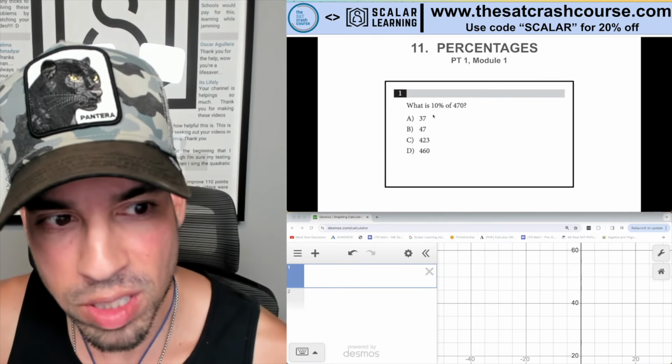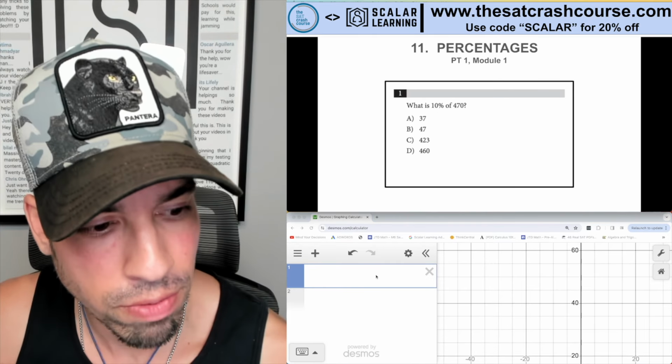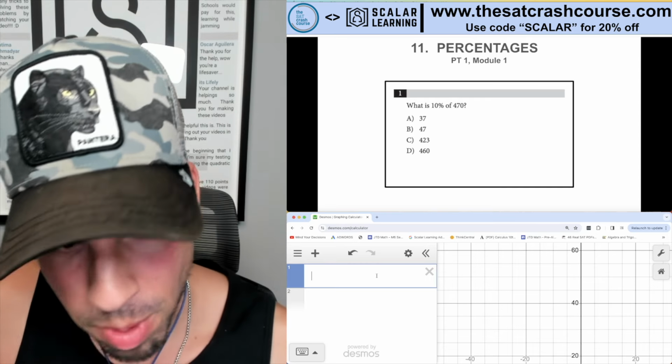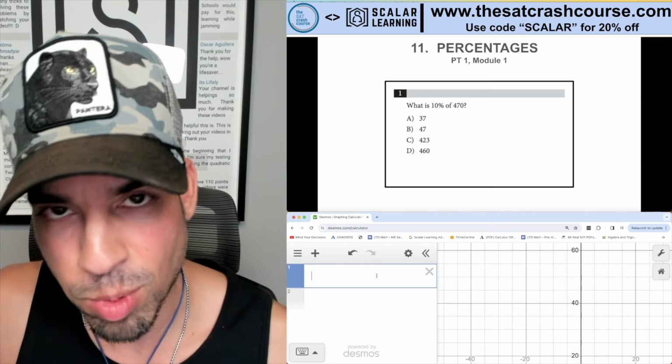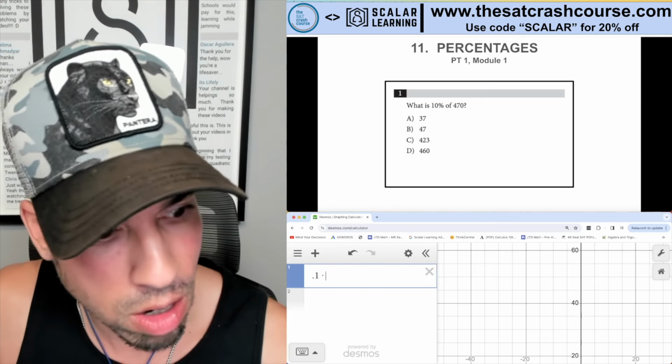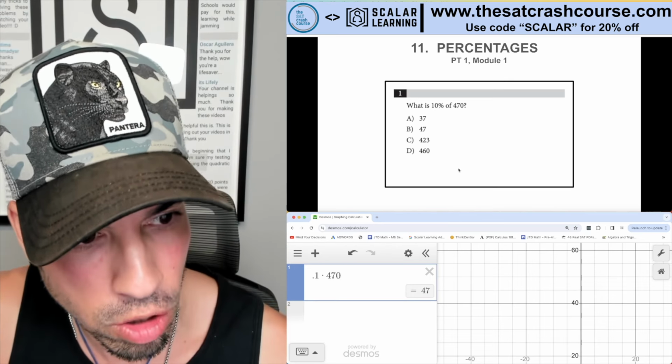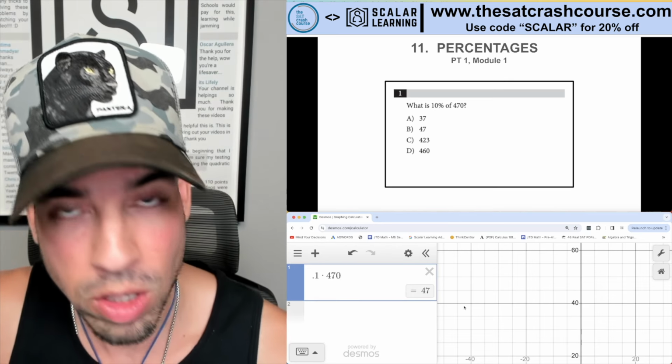Now we're getting into percentages. What is 10% of 470? This is just a straight up calculator problem. Just remembering to convert 10% to its decimal equivalent of 0.1, and that word "of" essentially signifies multiplication. So 0.1 times 470, there you got it. 47 is the winner, done.